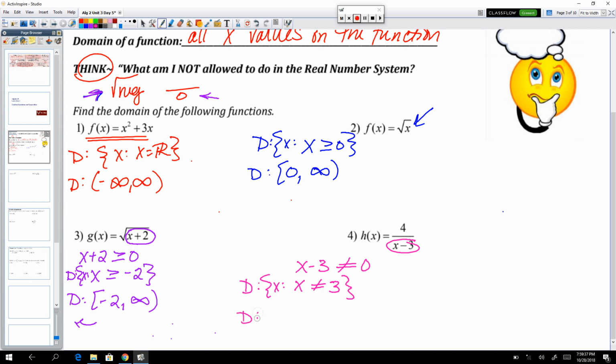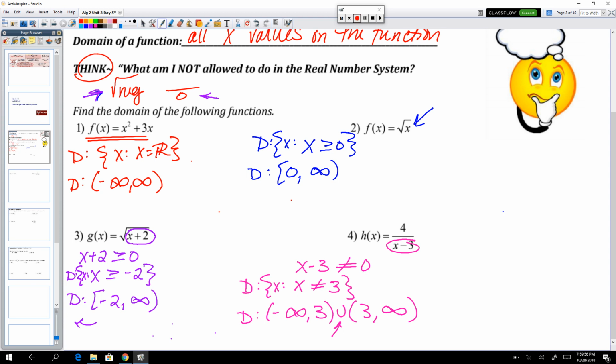Or we can say the domain is everything from negative infinity up to 3 and 3 to infinity. This union sign basically means that I can have everything in the entire number system except 3. I go up to 3 but don't include it. I go after 3 but don't include it. So both of those domain statements say the same thing.